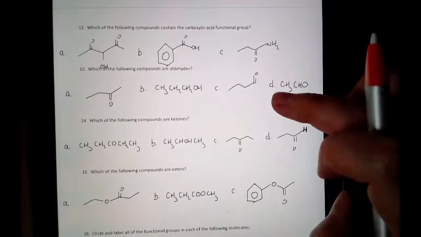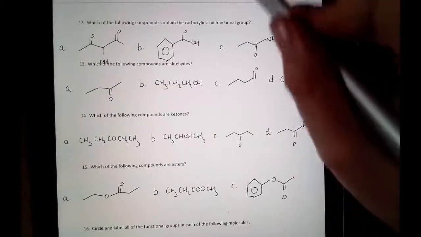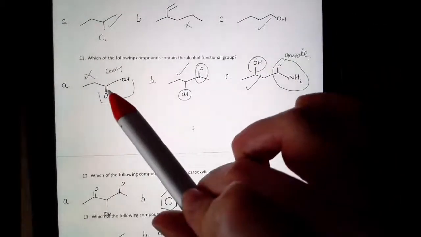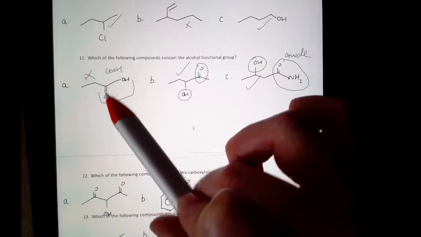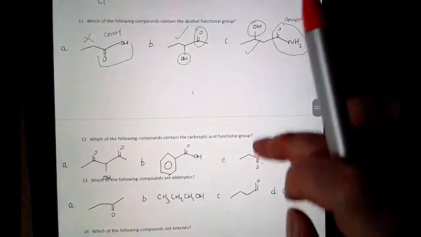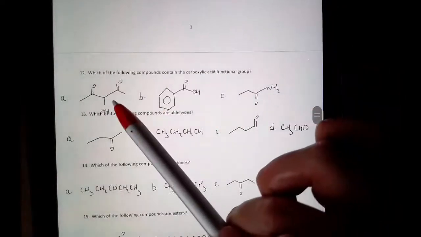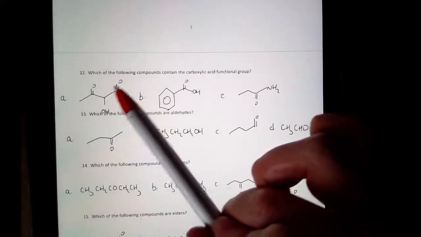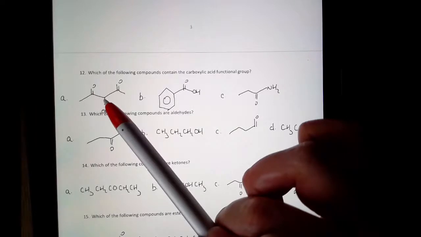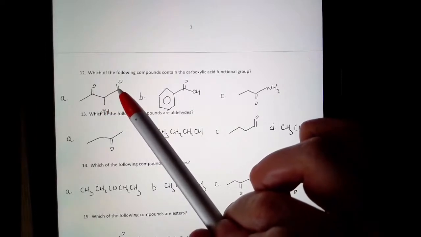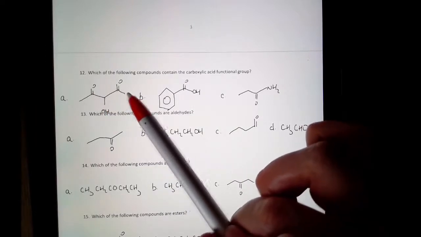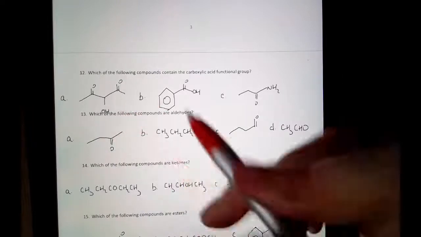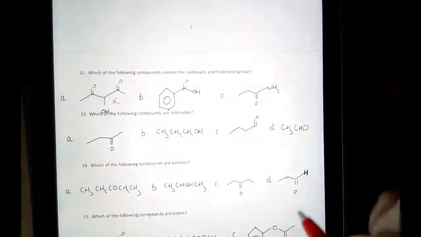Which of the following compounds contain the carboxylic acid functional group? Okay, so to be a carboxylic acid, it's like what I had above. The carbon, double bond oxygen, and the OH all have to be on the same carbon. If I look at my first example, I've got a carbon double bond oxygen. I've got two of them actually, but the OH is not on the same carbon. The OH would need to be there to make a carboxylic acid functional group. So I'm going to put a cross next to that one.